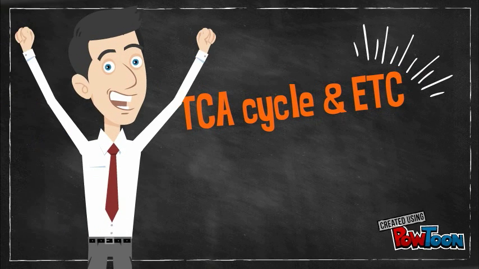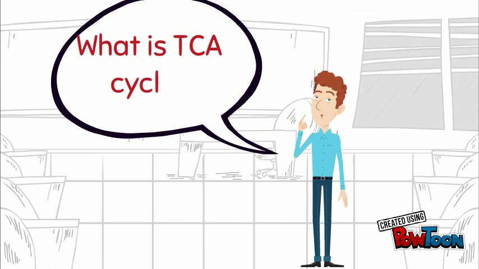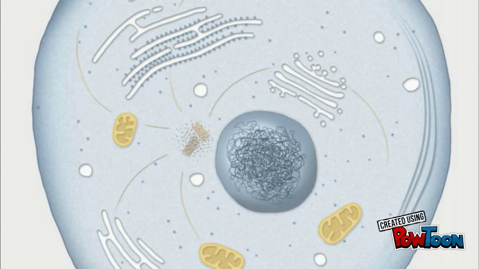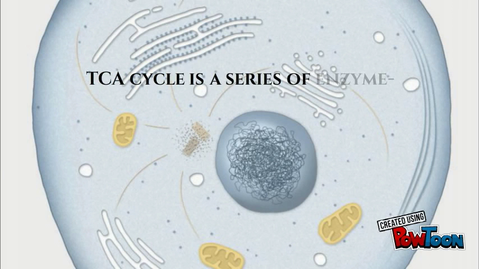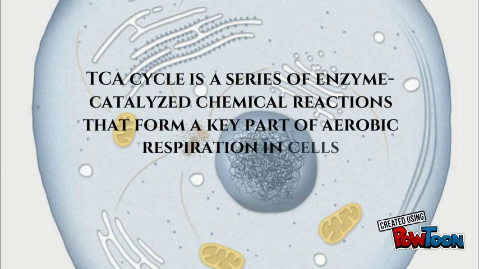TCA cycle and electron transport chain. What is the TCA cycle? The TCA cycle is a series of enzyme-catalyzed chemical reactions that form a key part of aerobic respiration in cells.